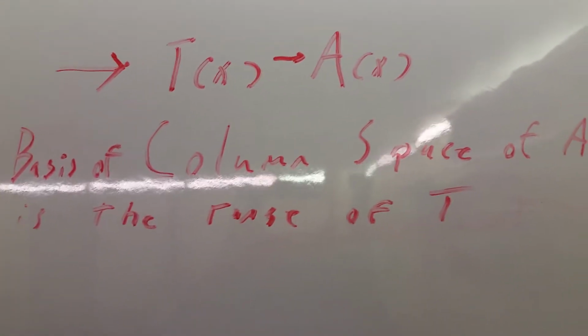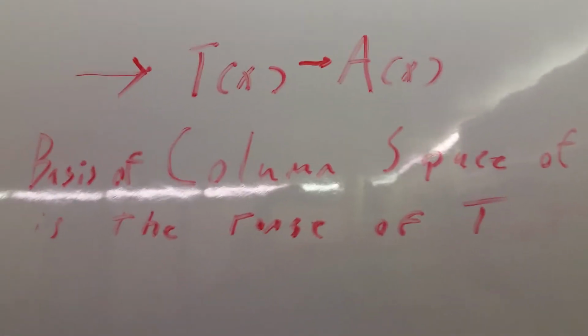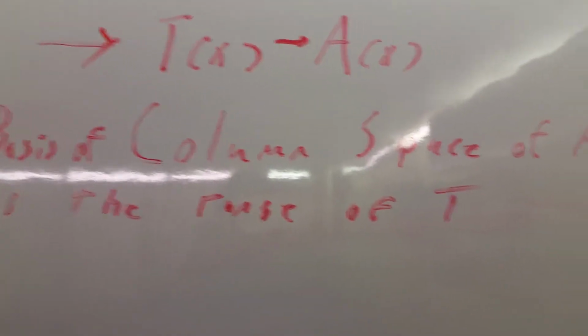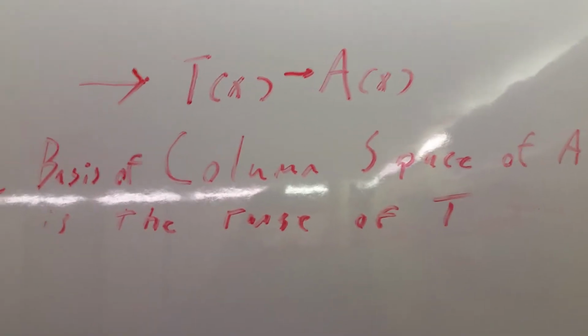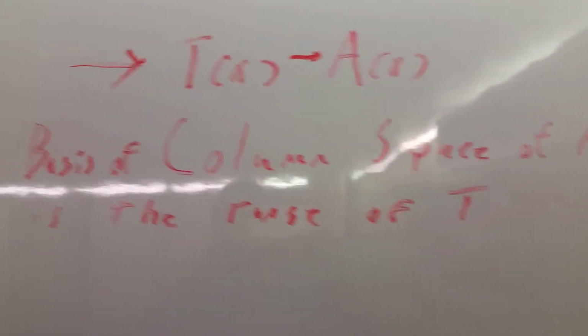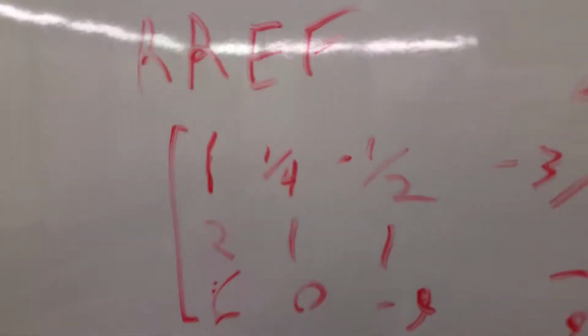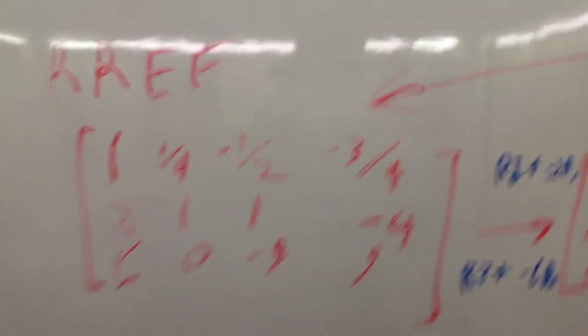Once we have found the pivot points, we will then take the original columns that the pivots are located in and put them together in order to form the basis of the column space, which will be the range of the transformation. The first step is to start putting the matrix into RREF form.